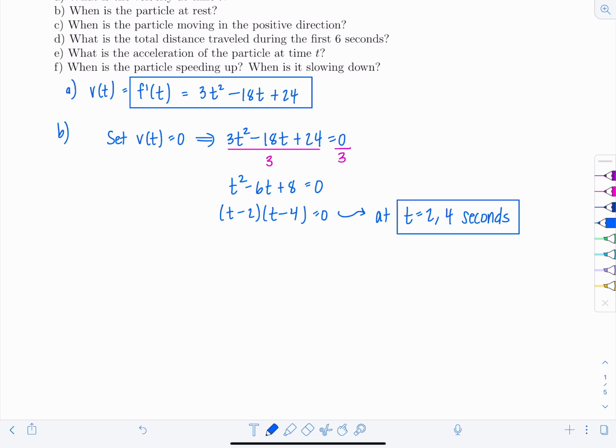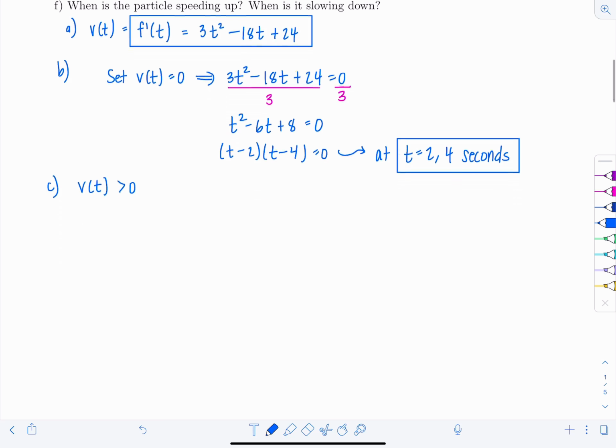Okay, lovely. Let's move on to part C. Part C asks, when is the particle moving in the positive direction? Positive direction means that the velocity should be greater than 0. So what we're going to do is solve the inequality where v of t is greater than 0. Remember, v of t, we have it factored right there, is, since we divided by 3, I'll throw it back in there, 3 times t minus 2 times t minus 4. I want to know when that is greater than 0.